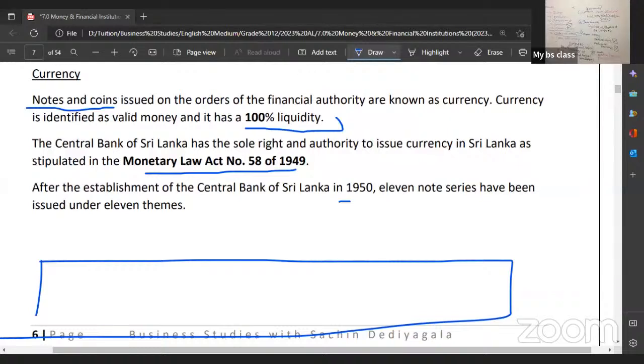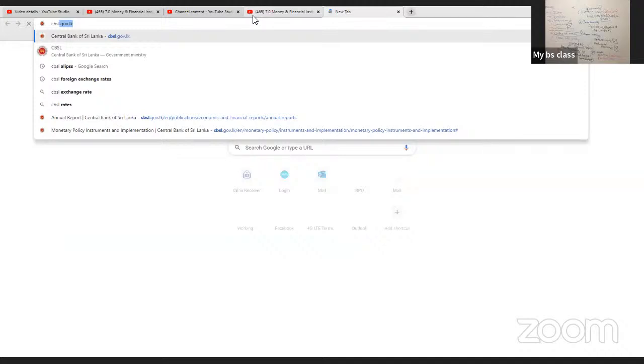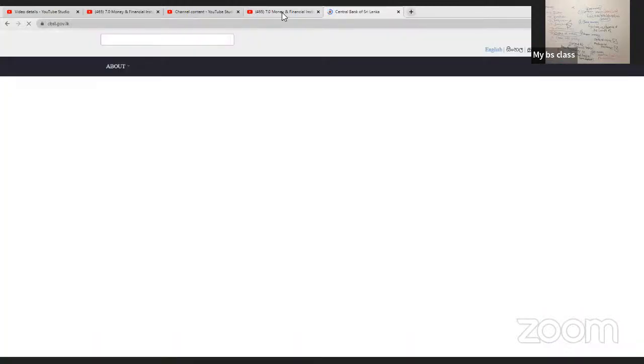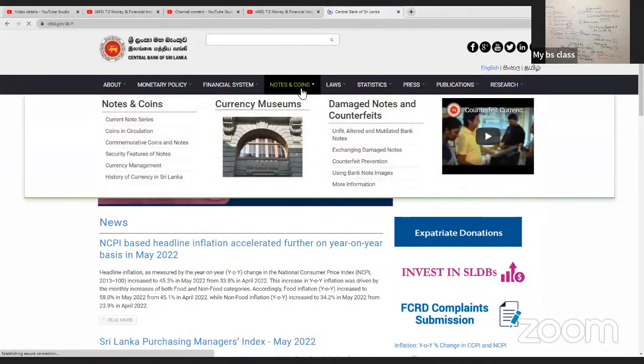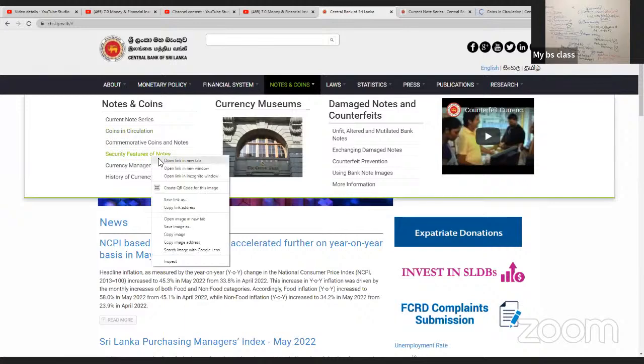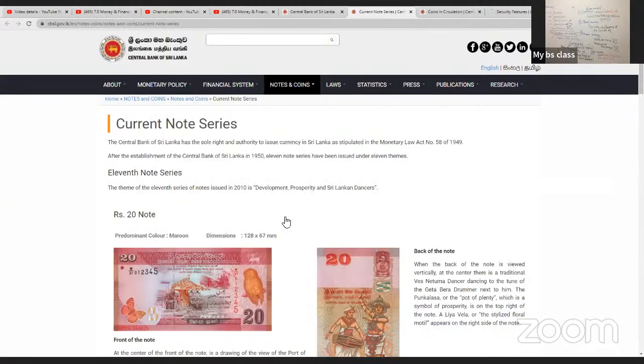I hope you also, when you have time, can visit the CBSL website, cbsl.gov.lk, and there you can go to the notes and coins section. So you have the current note series and also the coins in circulation and also some security features of notes, right?